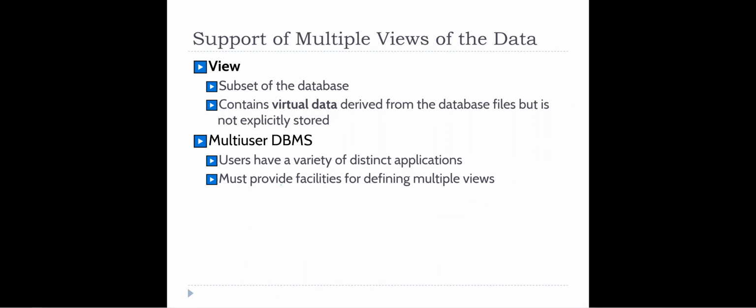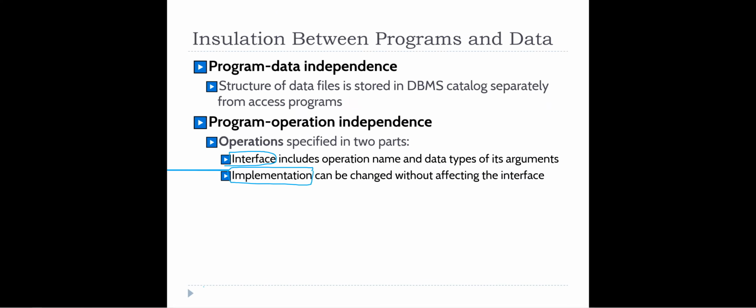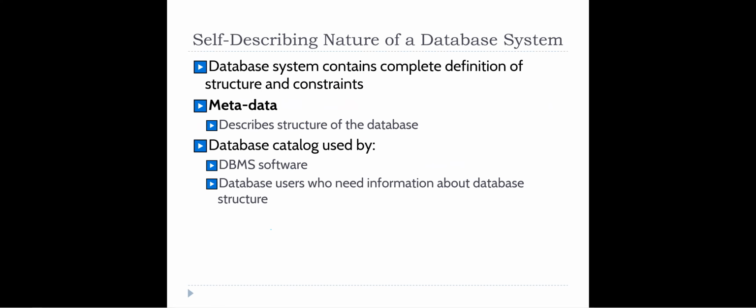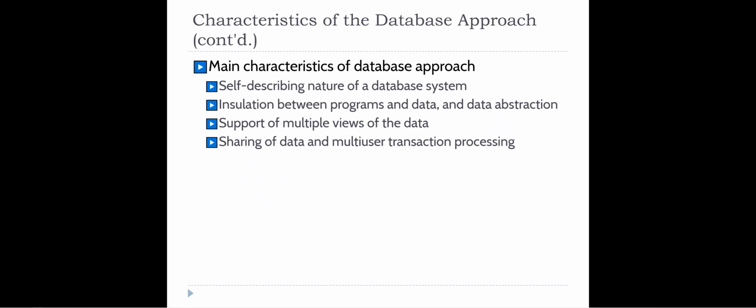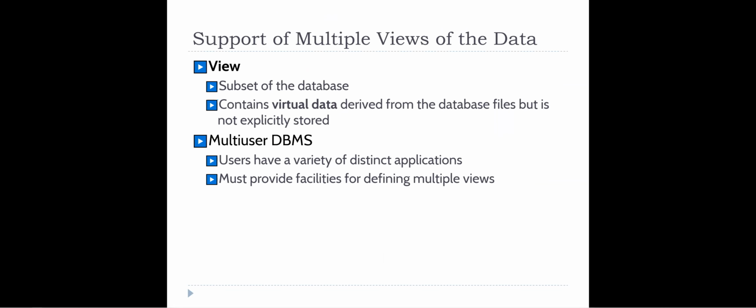What else do we have? We also, if you remember, talked about support of multiple views, and this is one of the characteristics of the database. Support of multiple views or views of the data. So this is the third characteristic: a subset of the database. In case, for example, you want to know information about Smith, and you have all the students in your database, you can do a subset of the database. You will ask for Smith, and you will run a command that will return all the information about Smith.